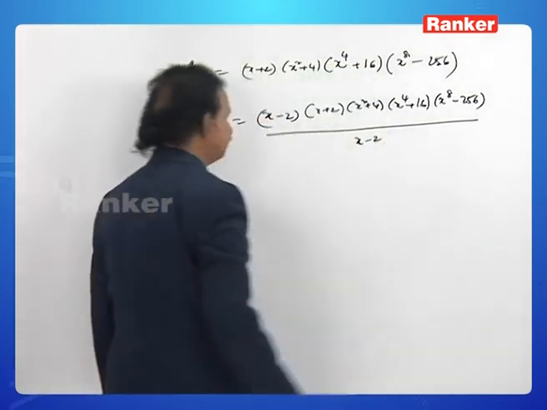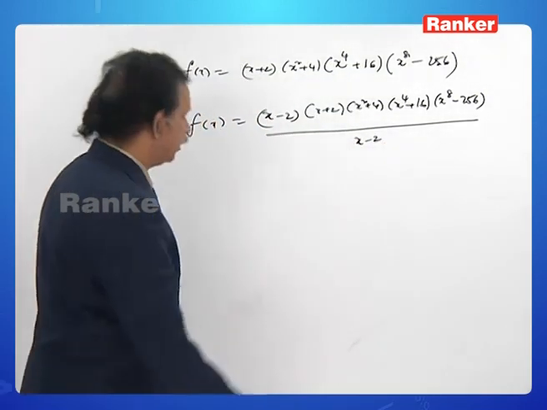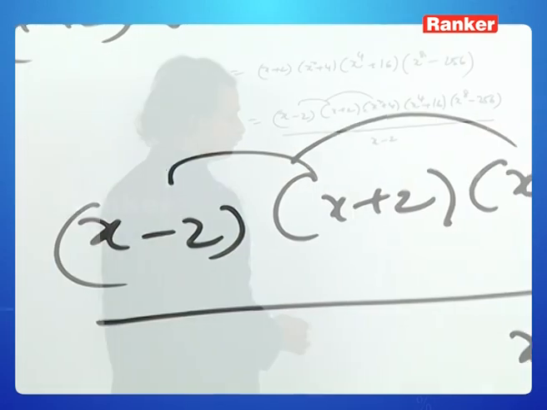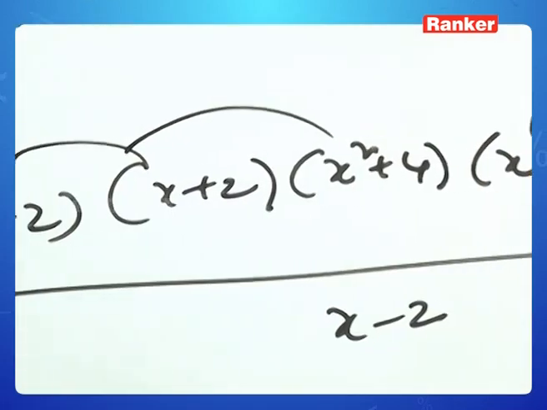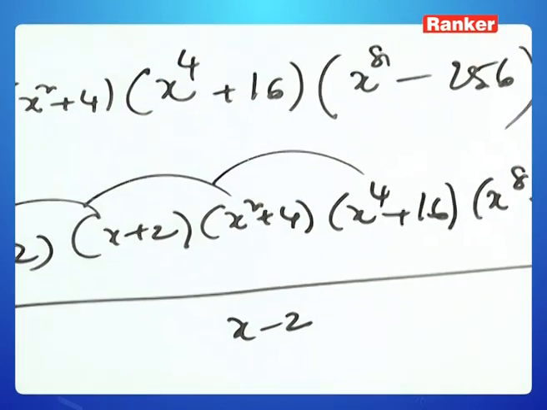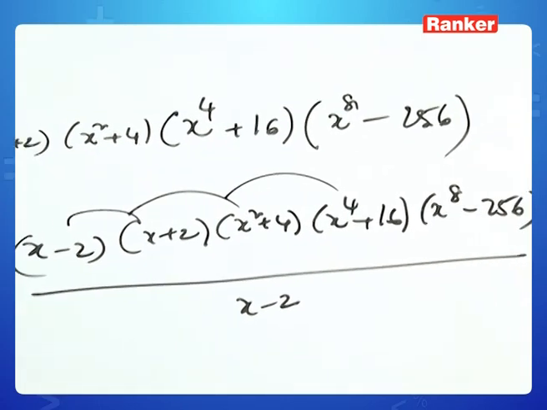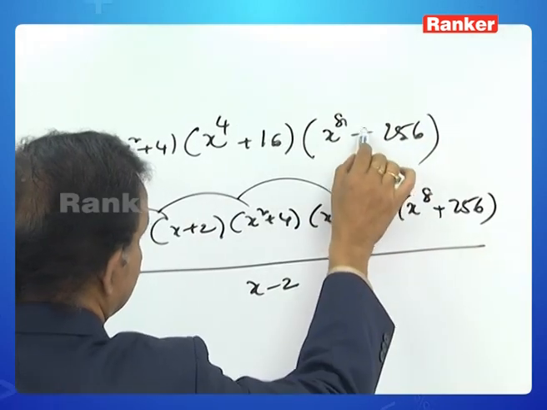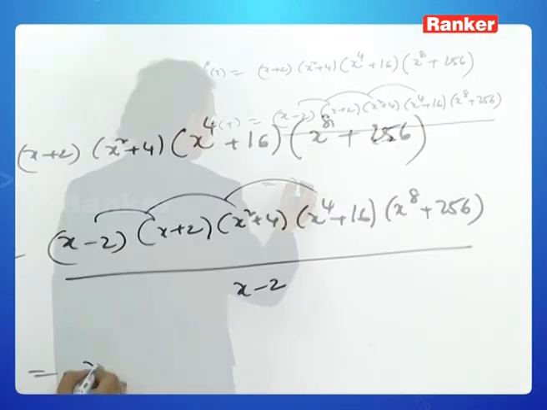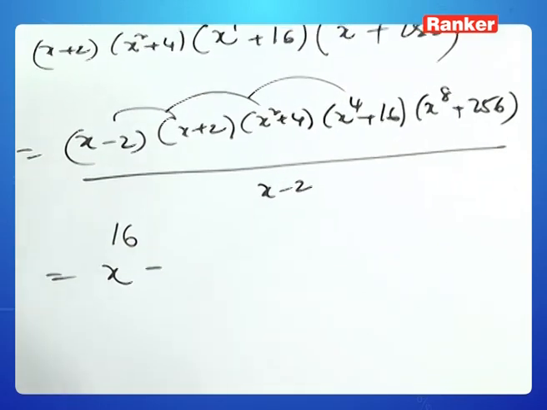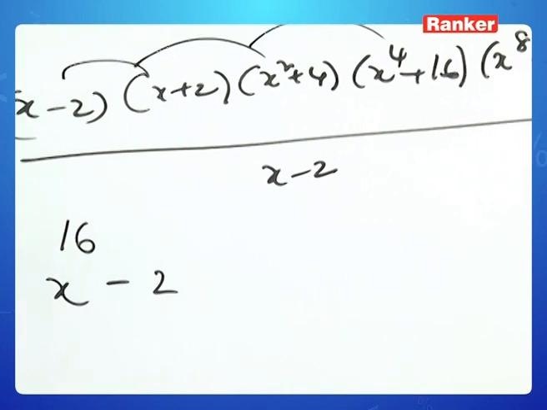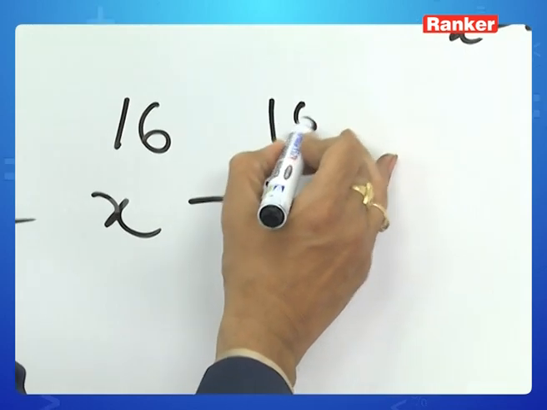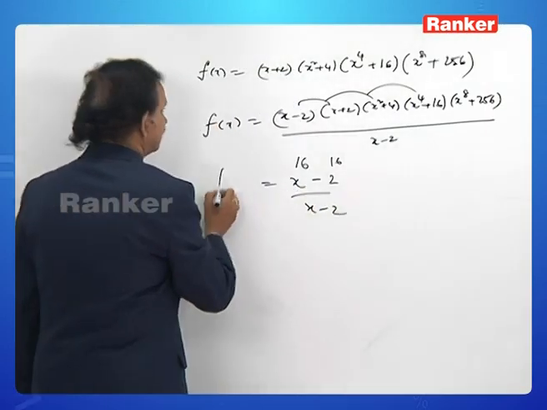I could have multiplied and divided by x minus 2. What is x minus 2 into x plus 2? x square minus 4. x square minus 4 into x square plus 4? x power 4 minus 16. x power 4 minus 16 into x power 4 plus 16? x power 8 minus 256. x power 8 minus 256 into x power 8 plus 256 is nothing but x power 16 minus 2 power 16, since 256 into 256 is 2 power 8 into 2 power 8, by x minus 2. This is f of x.